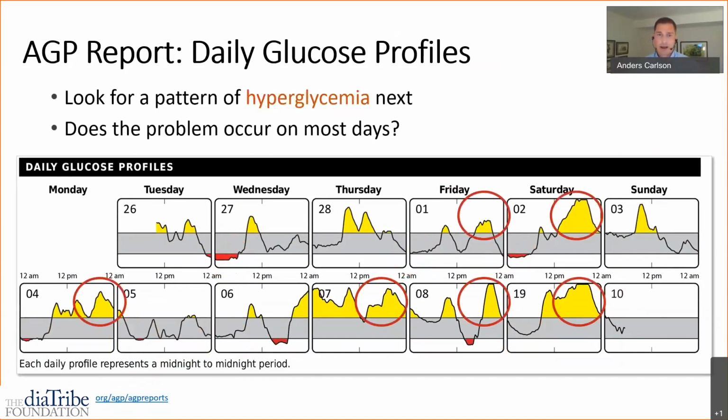And then next, we look at hyperglycemia as a place that maybe we can intervene after addressing the hypoglycemia. And trying to see, is there any pattern to this? Is it happening more on weekends than weekdays, work days, and so on? So really trying to find patterns is how this section of the AGP can be useful.